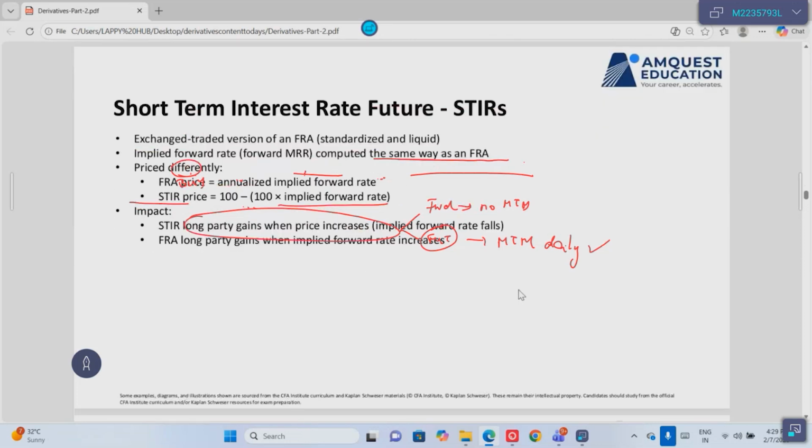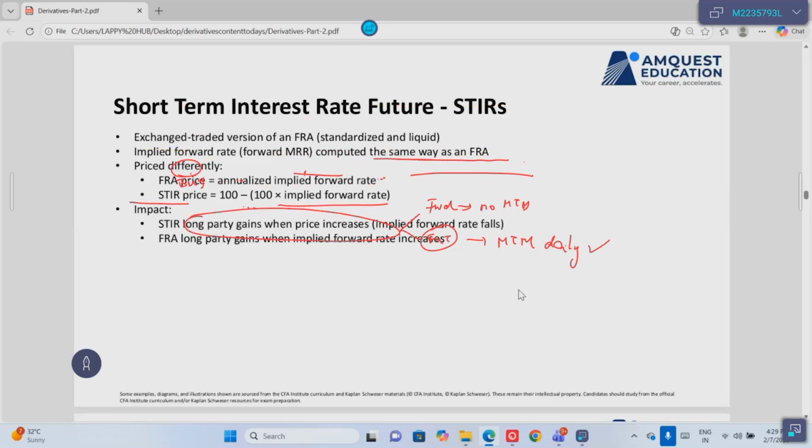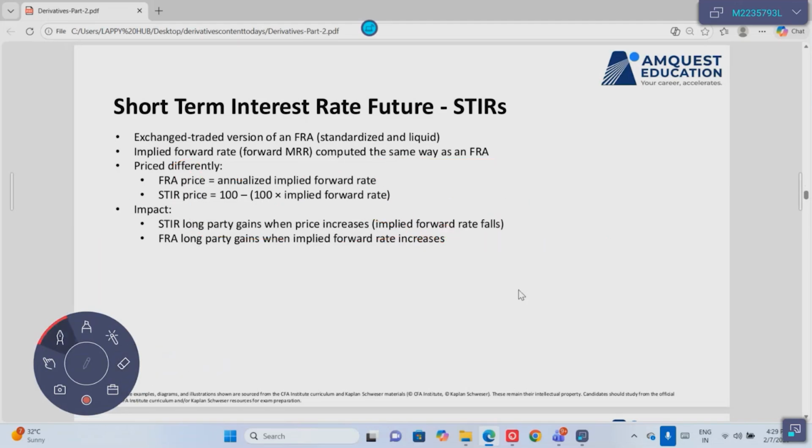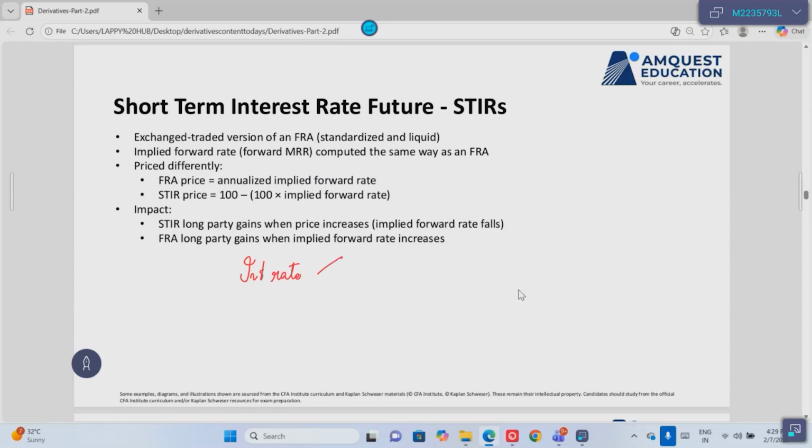So what are short-term interest rate futures? Now you know what the concept of an interest rate future is, we did last time, right? An interest rate future is where I'm agreeing on a certain rate. Basically, I might go for a fixed to floating, right? So my interest rate future is where I'm agreeing to convert either fixed to floating or floating to fixed, correct? And if you remember, I taught you last time the concept of FRA, forward rate agreement.